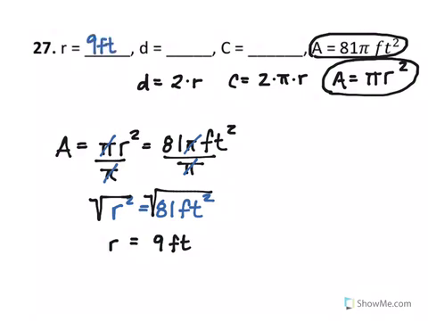9 feet. Then my diameter is simply double that, 2 times the radius. Therefore, the diameter would be 18 feet. And then the circumference is just 2 times the radius times pi, or the diameter times pi. So that is also going to be 18, but it's going to be 18 pi feet. And we're done.